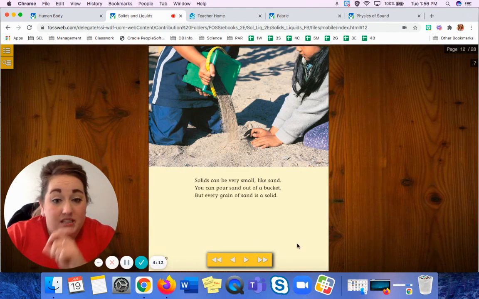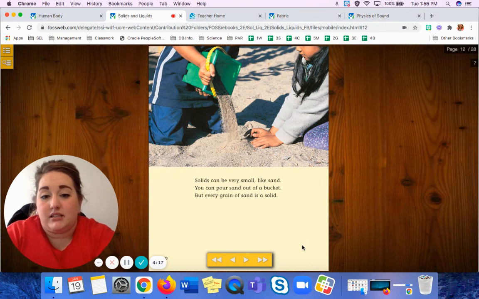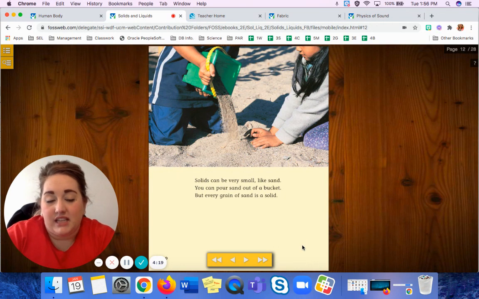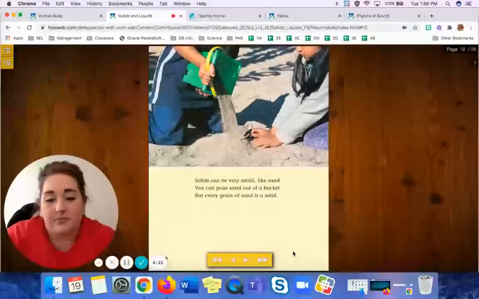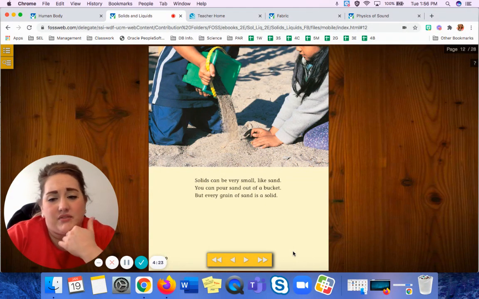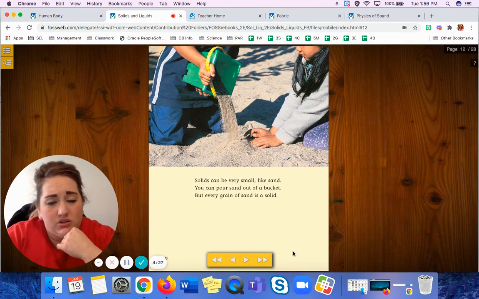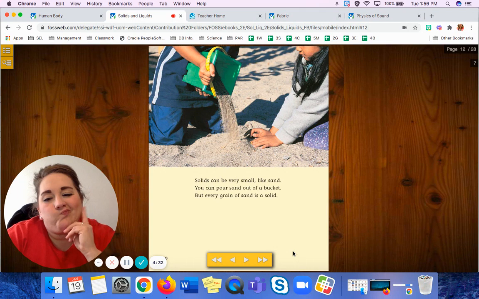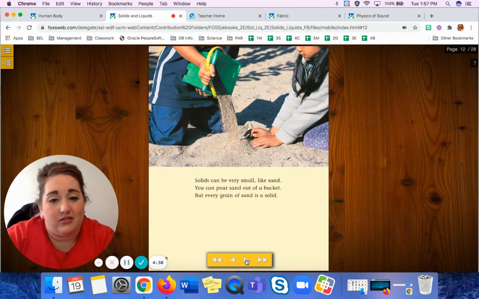Solids can be very small, like sand. You can pour sand out of a bucket, but every grain of sand is a solid. Do you think the grains of sand would be rigid and not able to change, or do you think they'd be soft like a piece of clothing? Probably hard and rigid like the baseball bat.